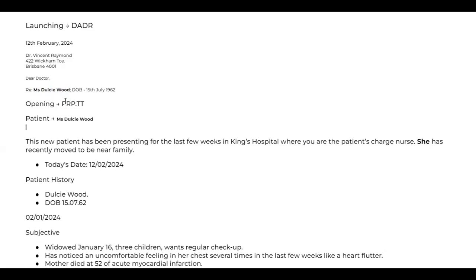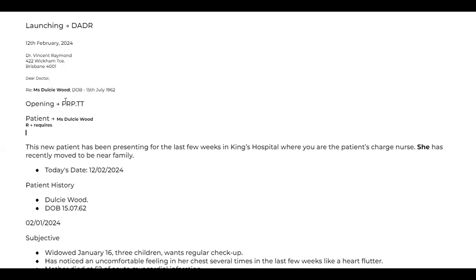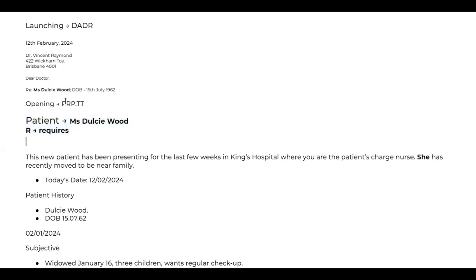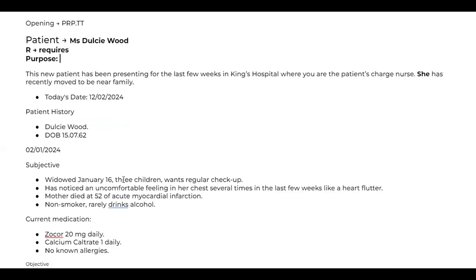Now we need the second one, that is R. R, you know what is R? Simply write the word requires. Every time you can use the same thing. Patient requires. What is the next one? Then what is the purpose of this letter? Purpose. What is the purpose of this letter, please?